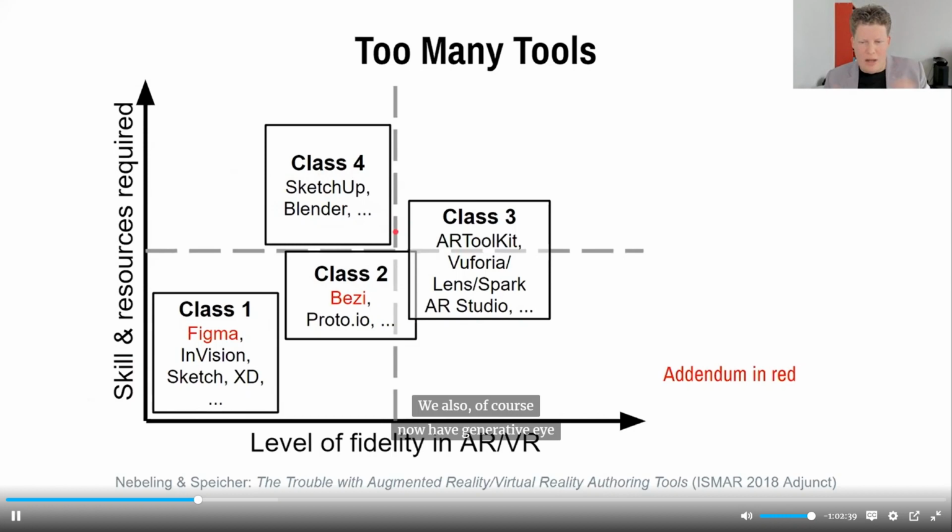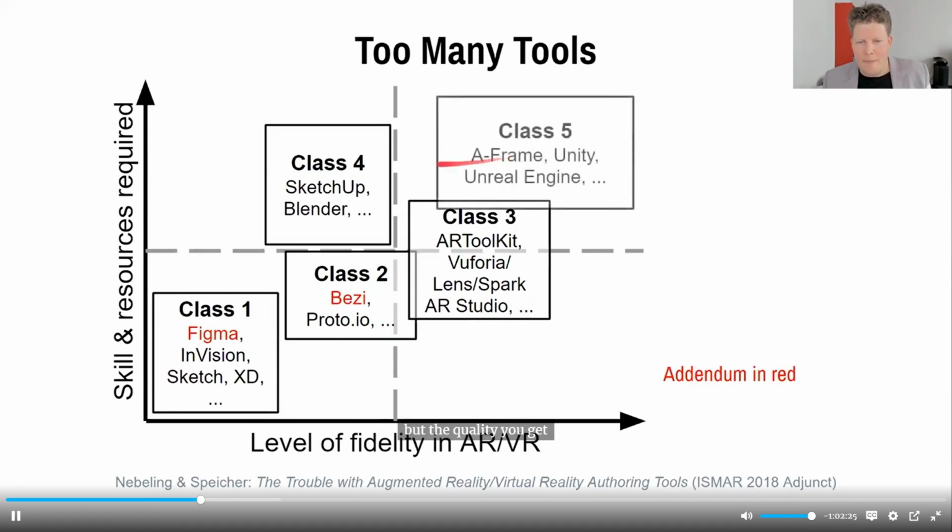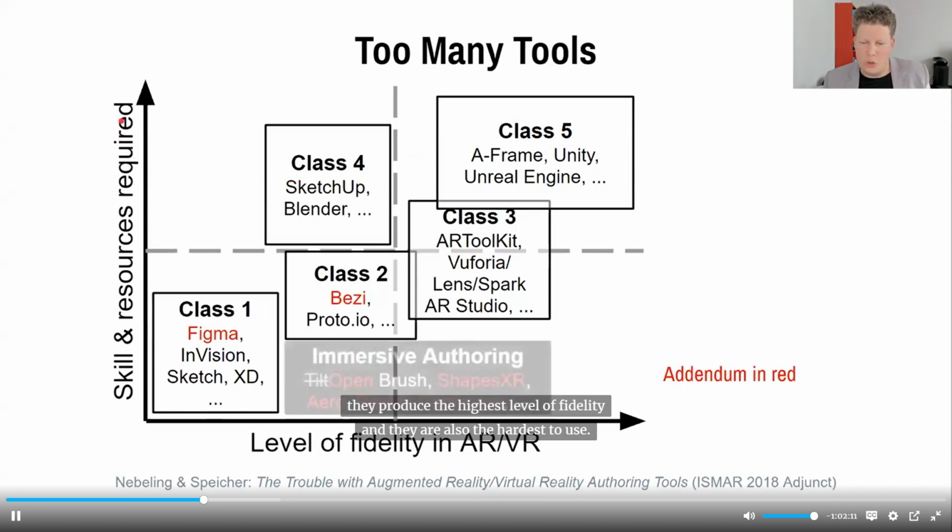We also, of course, now have generative AI. And so that space, I wonder whether there will be some questions about that later. There's obviously a lot of ways to now generate 3D content from textual or speech descriptions. And so that space is, of course, interesting. But the quality you get is not the same quality that you could produce if you were actually skilled with these tools. And then there are tools like Unity and Unreal Engine that, I would say, produce the highest level of fidelity, and they're also the hardest to use.